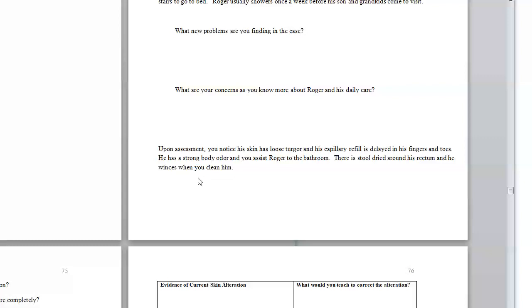Patient is not in very good shape. This is a very sad situation, and hopefully when the son and the grandson come to visit, they'll be able to see that their father and grandfather is living in a very unsafe situation.